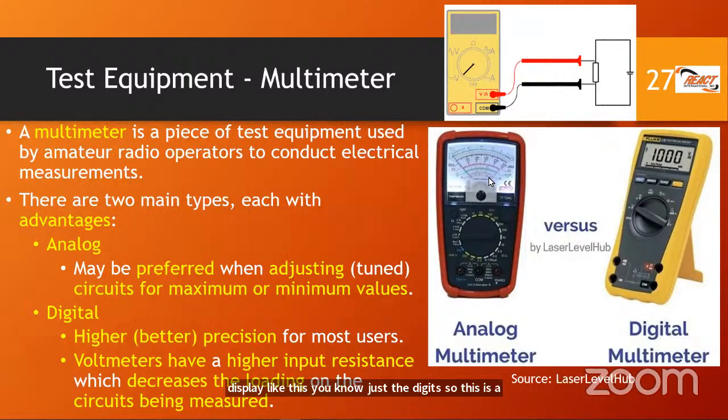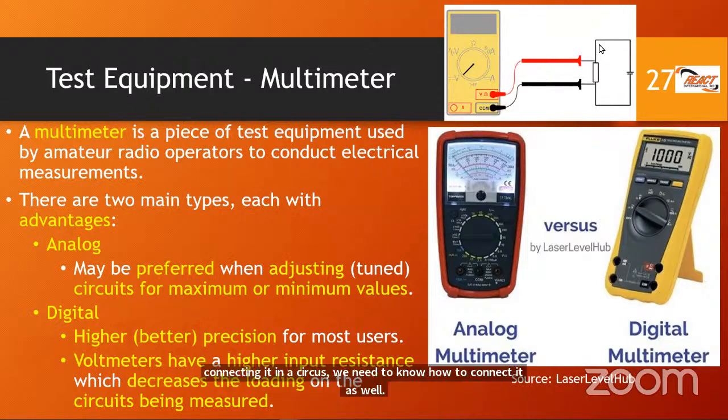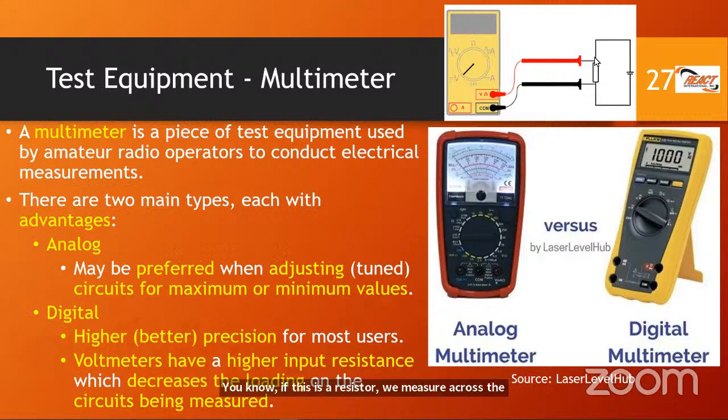Now each has its purpose, right? And when we're connecting it in a circuit, we need to know how to connect it as well. If this is a resistor, we measure across the resistor. If we want to connect it in line to measure current, we measure it in line. If we want to measure voltages, we measure it across. So we need to know how to connect it. But we have analog and digital, and each has its purpose.